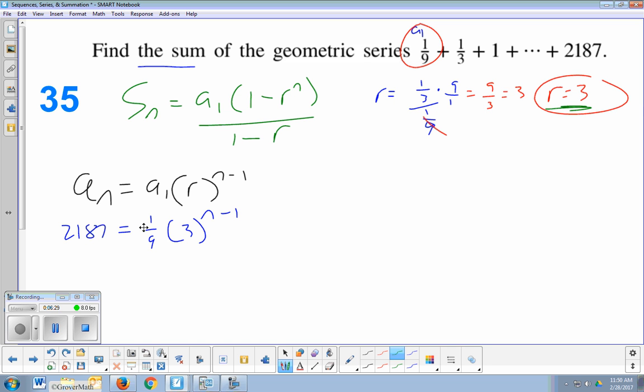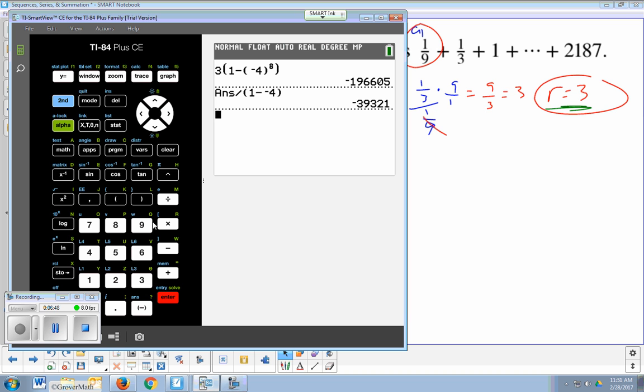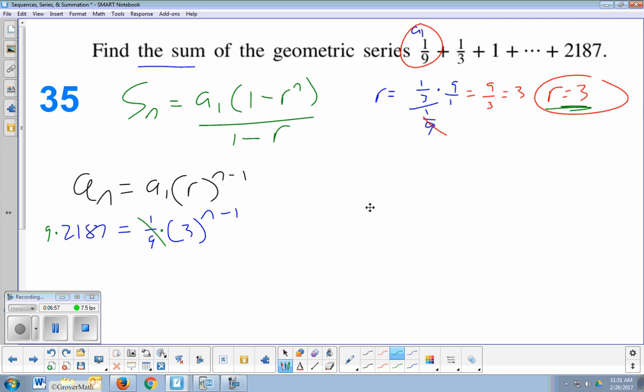And so doing this math here, first, the base is 3. This 1/9 is not part of the base. It's a coefficient, so I'm going to move that first. Divide by a ninth, or I could think of it as times the reciprocal, so times 9 over 1, which is just 9. That'll get me rid of that. Let's figure out what that is first. Let's do 9 times 2187, and that is 19,683. So 19,683 equals 3 to the n minus 1.